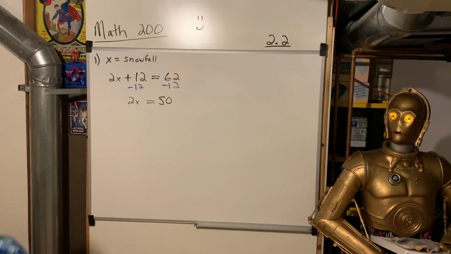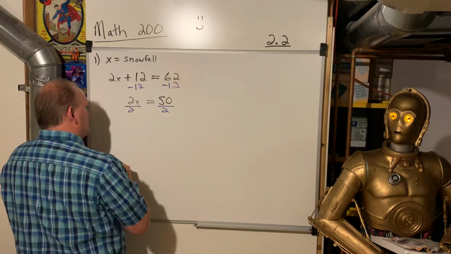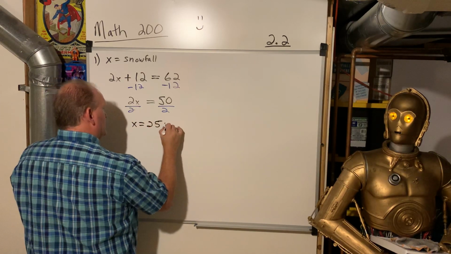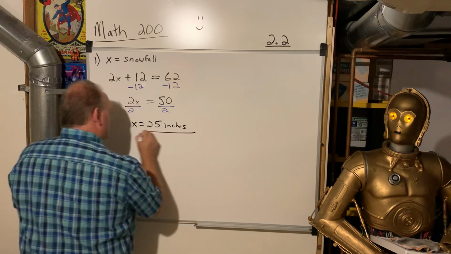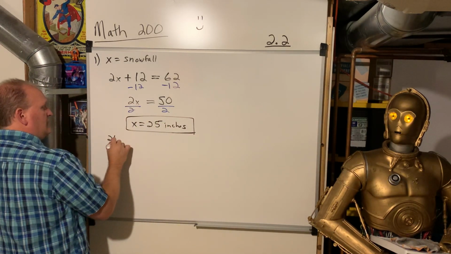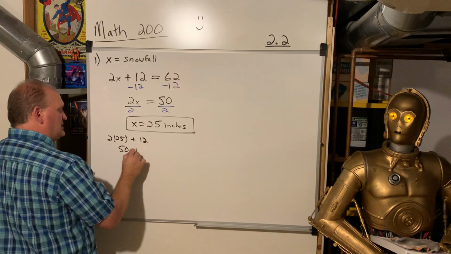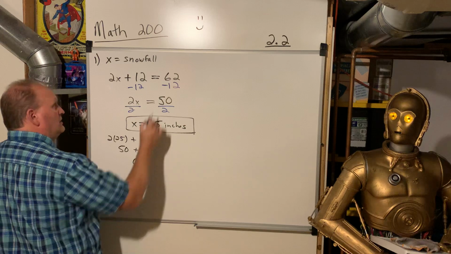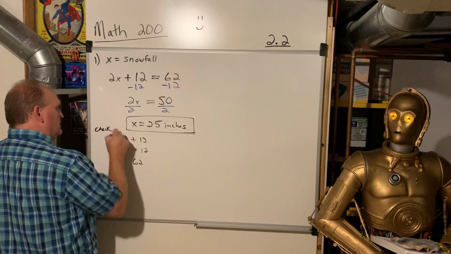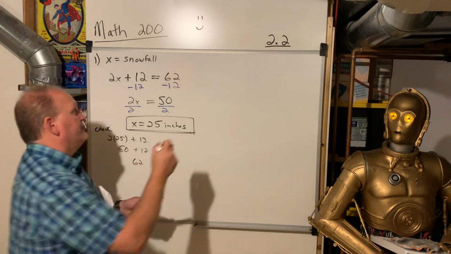And then divide by 2. And so x is equal to 25 inches. We can check that answer. We pop 25 back in there, so 2 times 25 plus 12, that's 50 plus 12, that's 62, and that's what it said it was supposed to be. So it checks out. So 25 inches is our answer.